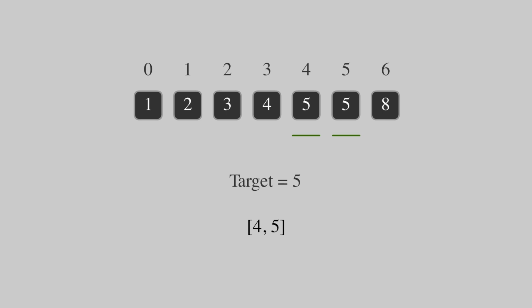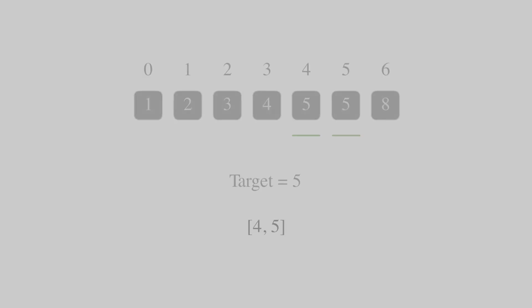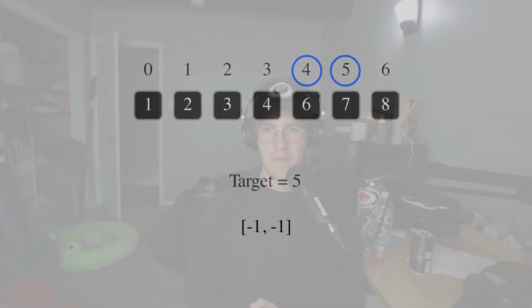We're also told that if we're not able to find the target number in the array, we should just return -1, -1. So let's just really quickly look at an example of that. So everything in the array this time is the same, except at indices 4 and 5, I just replaced the elements with 6 and 7. We'll keep our target as 5, and this time, since we're not able to find 5 in the array, our return value is just -1, -1.